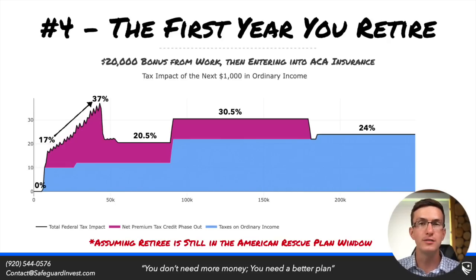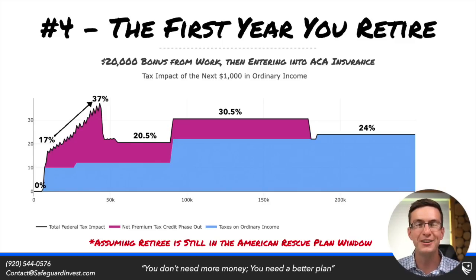Now, most people would assume, again, once you're retired, there's a lot more room for paying lower taxes. Again, your effective tax rate should be lower, as we discussed earlier. But remember, this couple is going on to ACA insurance, and so there are all these tax hurdles that can raise your marginal rate. And that's exactly what we're going to see in this first year of retirement.